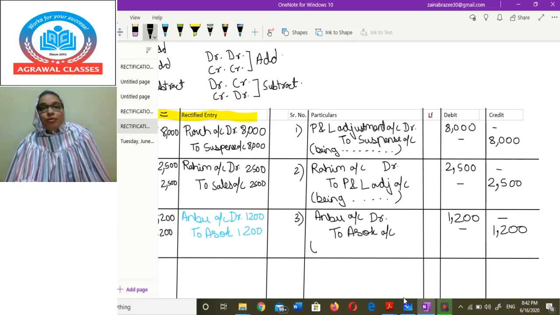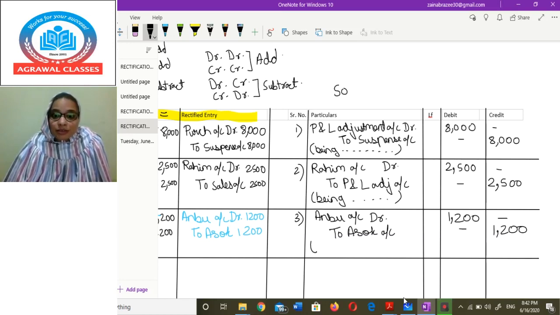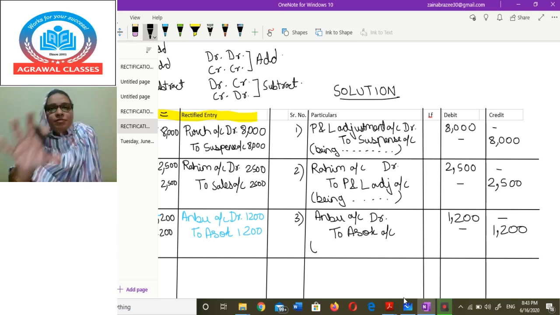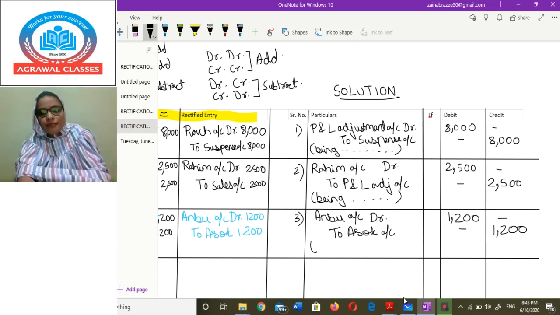Okay. One more thing, please understand beta, this is the main solution. This should have been written properly in your answer: serial number, particulars, LF, debit, credit. This is your main solution. That is a working note. I am doing it simultaneously, but in your paper, since you will not have this much space, you will have to show the working note separately and the main solution separately. And gradually, once you gain mastery, it's not necessary to show the entire working note. You can directly do the solution. Let's move ahead.